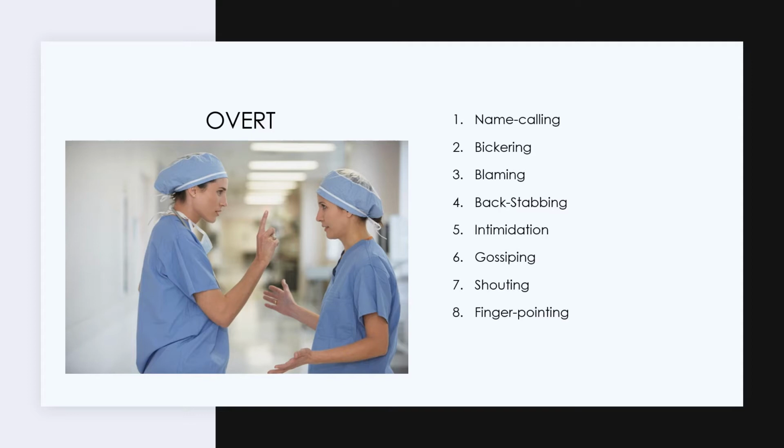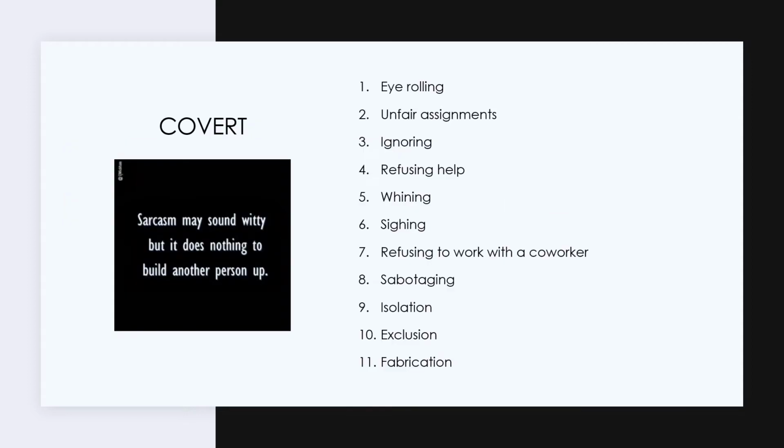Overt examples include name-calling, bickering, blaming, backstabbing, intimidation, gossiping, shouting, and finger-pointing. Covert examples include eye-rolling, unfair assignments, ignoring, refusing help, whining, sighing, refusing to work with a coworker, sabotaging, isolation, exclusion, and fabrication, or making up stories or rumors.